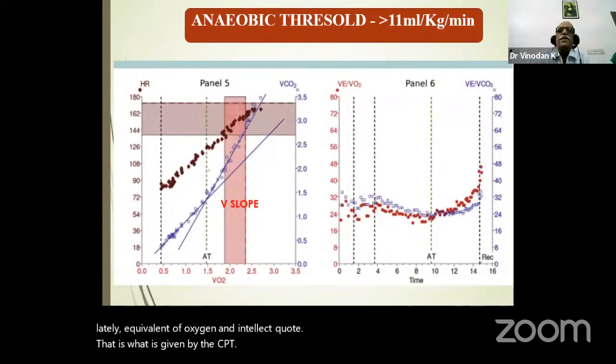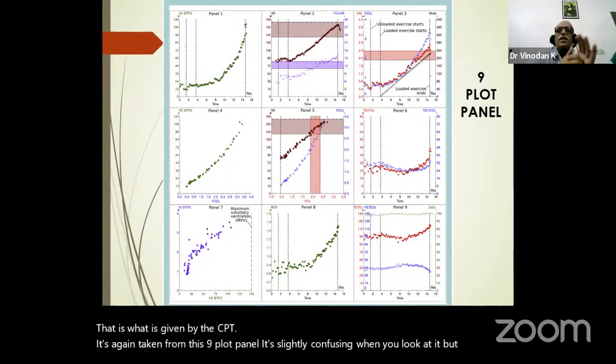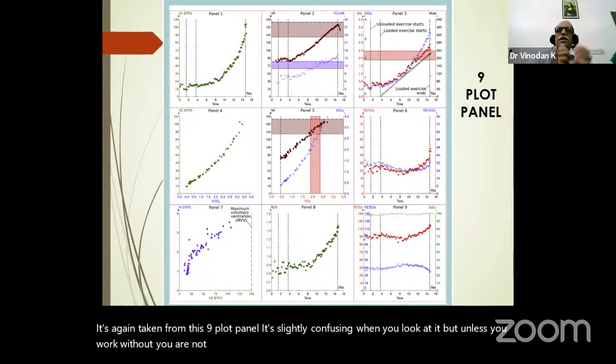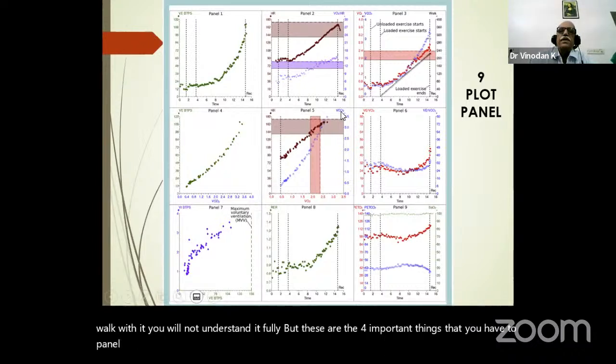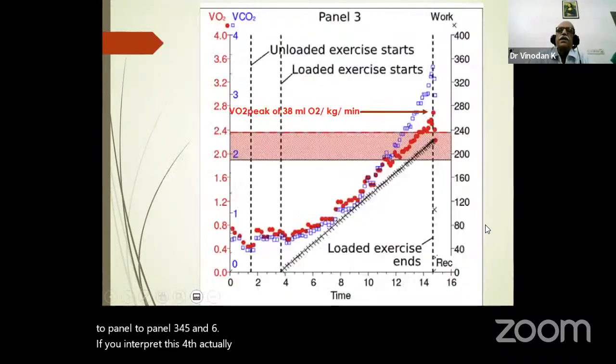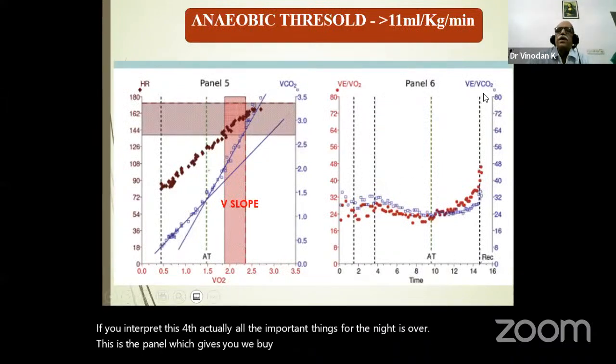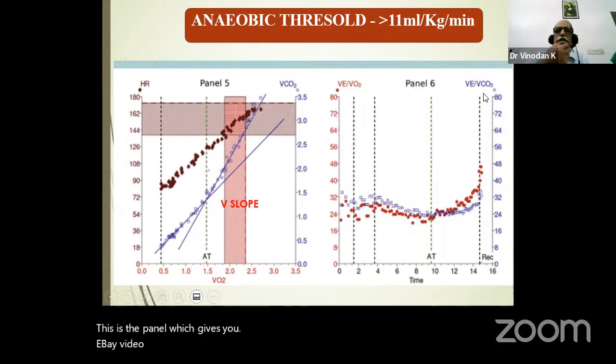It's again taken from this nine-plot panel. It's slightly confusing when you look at it, but unless you work with it, you will not understand it fully. But these are the four important things that you have to visit: panel 2, panel 3, panel 4, 5, and 6. If you interpret these four, actually all the important things for the anesthetist are covered. This is the panel which gives you VE by VO2 and VE by VCO2. I hope that satisfies the query.